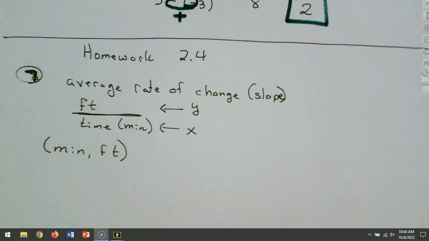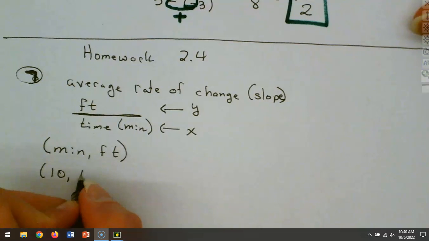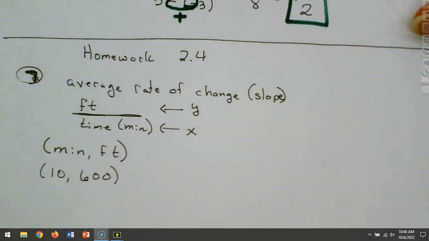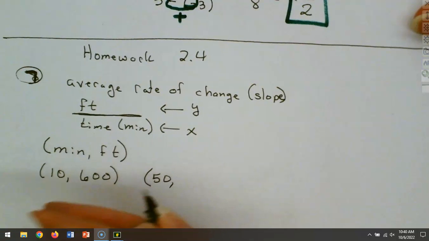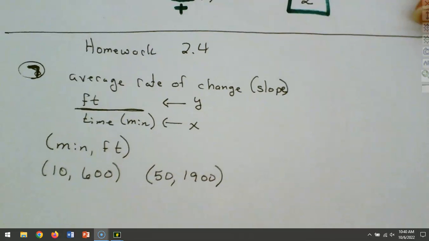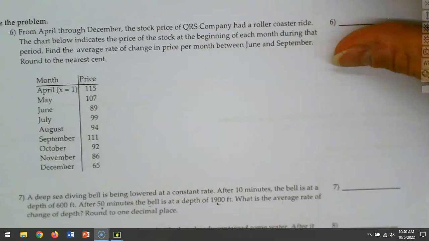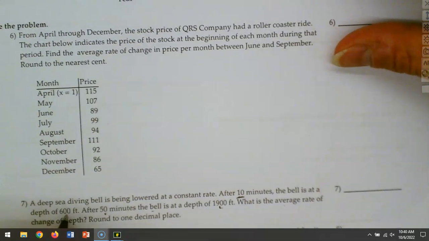It's being lowered at a constant rate. After 10 minutes, it's at a depth of 600 feet. After 50 minutes, it's at a depth of 1900 feet. Okay, so does everyone see where I got my ordered pairs from? And they're already in the same order that we want.